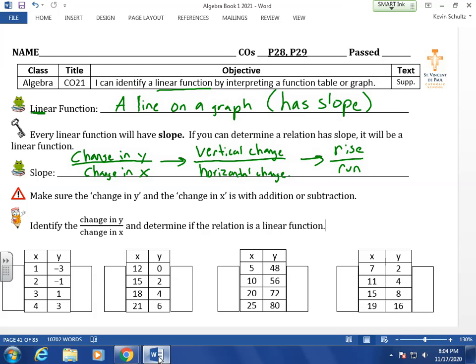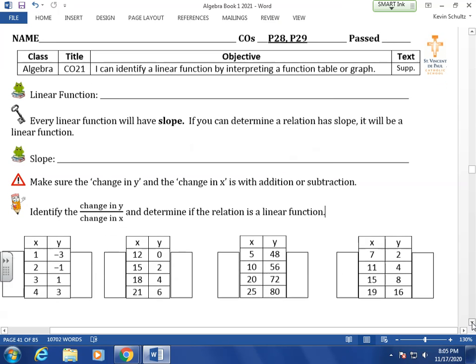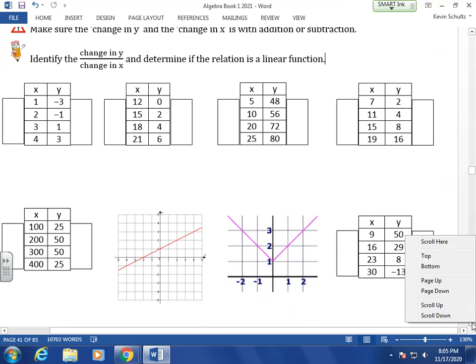And if the change in y or change in x is constant, that means it's got slope. It's increasing or decreasing at the same rate over and over and over again. That means it's going to be a line when we graph it on the coordinate plane. So here's what I mean. Let's look at this first XY table here.